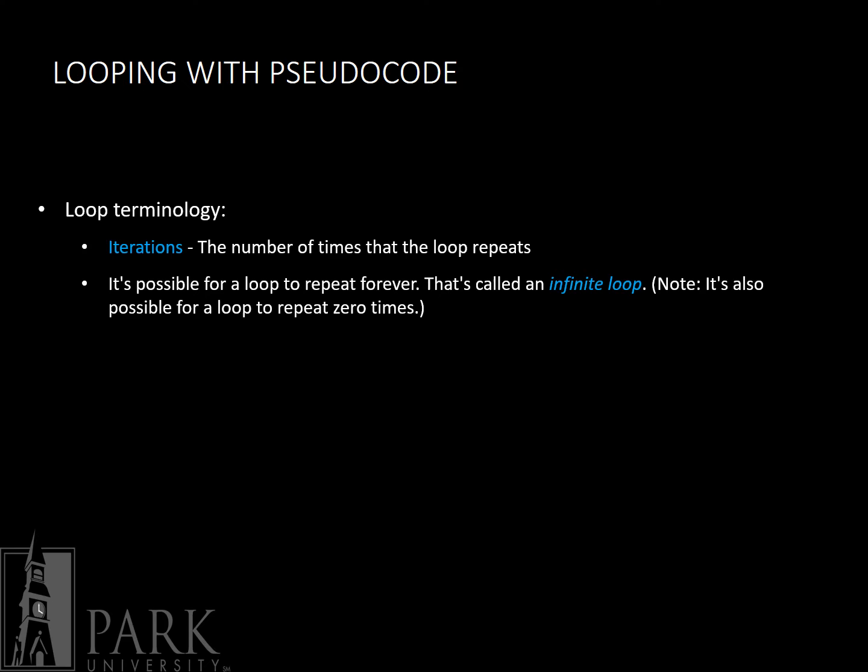And of course, there's some terminology that you have to know when you're working with loops. Iterations is the number of times that a loop repeats. And it's possible for a loop to repeat forever, and that's called an infinite loop. And I promise you that in your programming endeavors, you are going to run into a situation where you will mistakenly cause a loop to repeat over and over and over again because you didn't check something right. Again, it's something that every programmer has to deal with, and you will too.